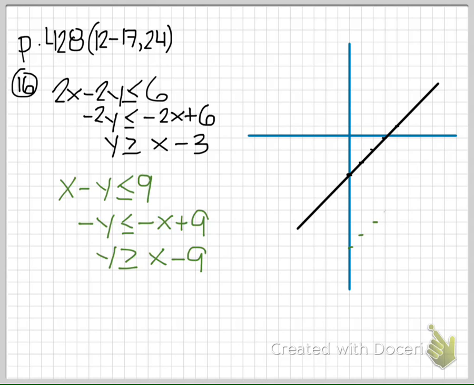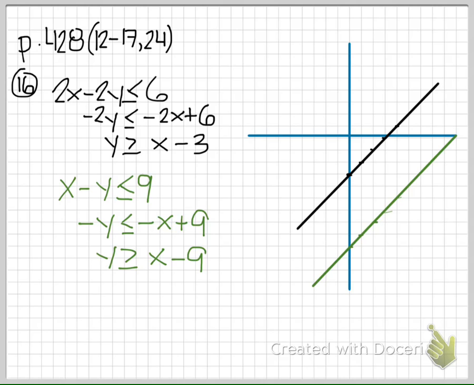So I'm starting to notice something here, and that's the fact that my slopes are the same. We talked about that with special systems, that when your slopes are the same, you end up with parallel lines. So let's go ahead and shade in and see what happens here.